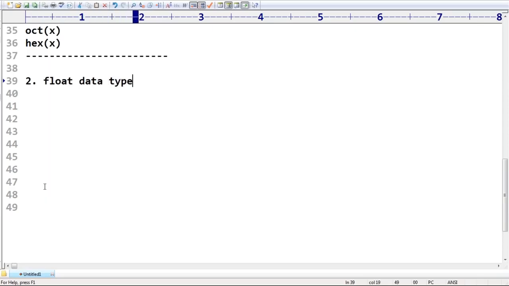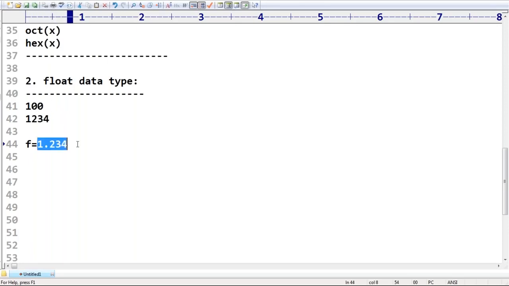Sir, now let me go to the second data type we have to discuss, the float data type. We can use the float data type to represent floating point values. Floating point values are numbers with a decimal point. Suppose f is equal to 1.234. Regarding 1.234, is a decimal point available or not? Yes. Sometimes we may represent normal numbers without a decimal point, and sometimes with a decimal point also.